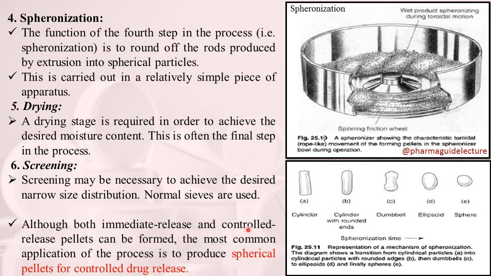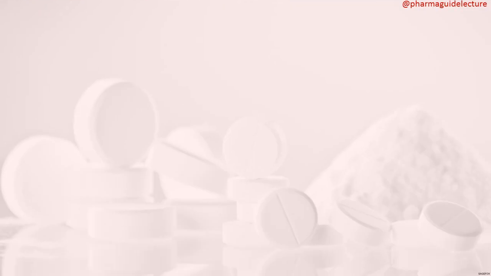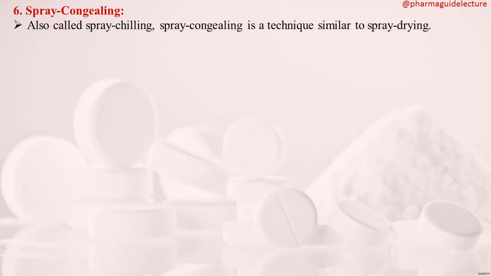Although both immediate release and controlled release pellets can be formed, the most common application of this process is to produce the spherical pellets for the controlled drug release.